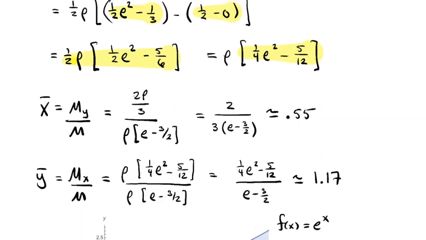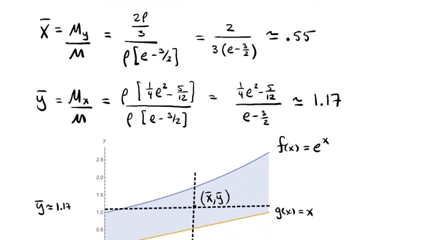And then you assemble it into your centroids. The x coordinate of the centroid is the moment about the y-axis over m. We computed it above. It was 2 rho over 3. Mass was rho times that quantity. Of course, the rhos cancel. The x coordinate of the centroid is independent of the density. So I get this fractional expression here. As a decimal, it's about 0.55.